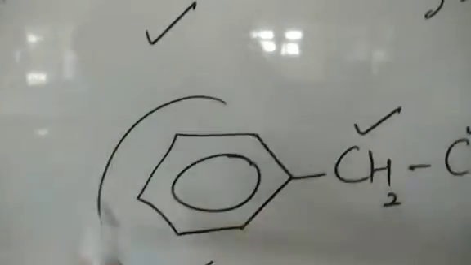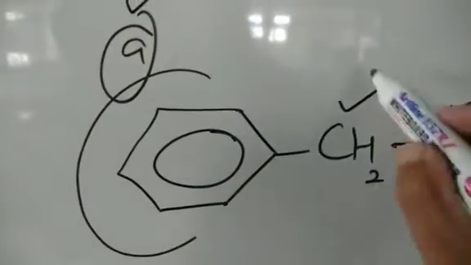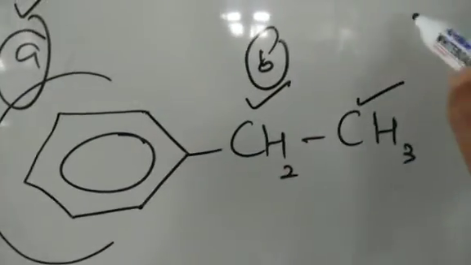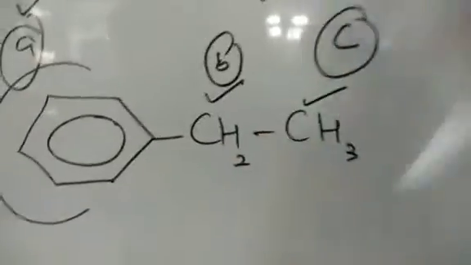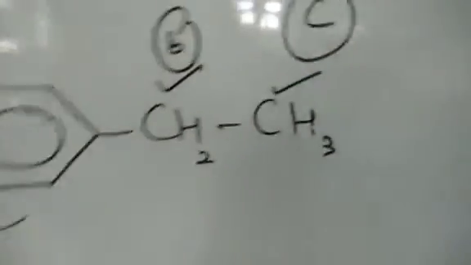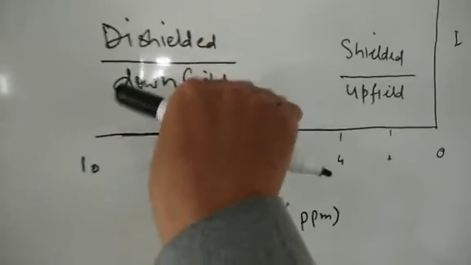Now those which are in the ring, they are highly deshielded, they will get A. Close to the ring, that's here, that's B. So this proton will get C. Highly deshielded, followed by B, followed by C. That means they are more towards the shielding region. So this is ring protons, then CH2, then towards CH3.